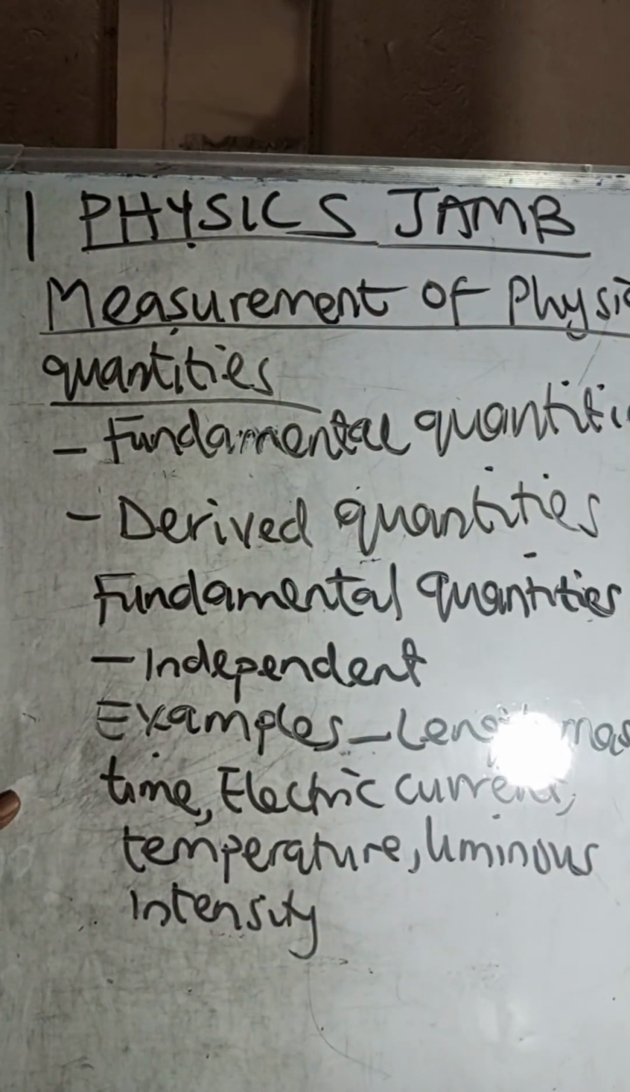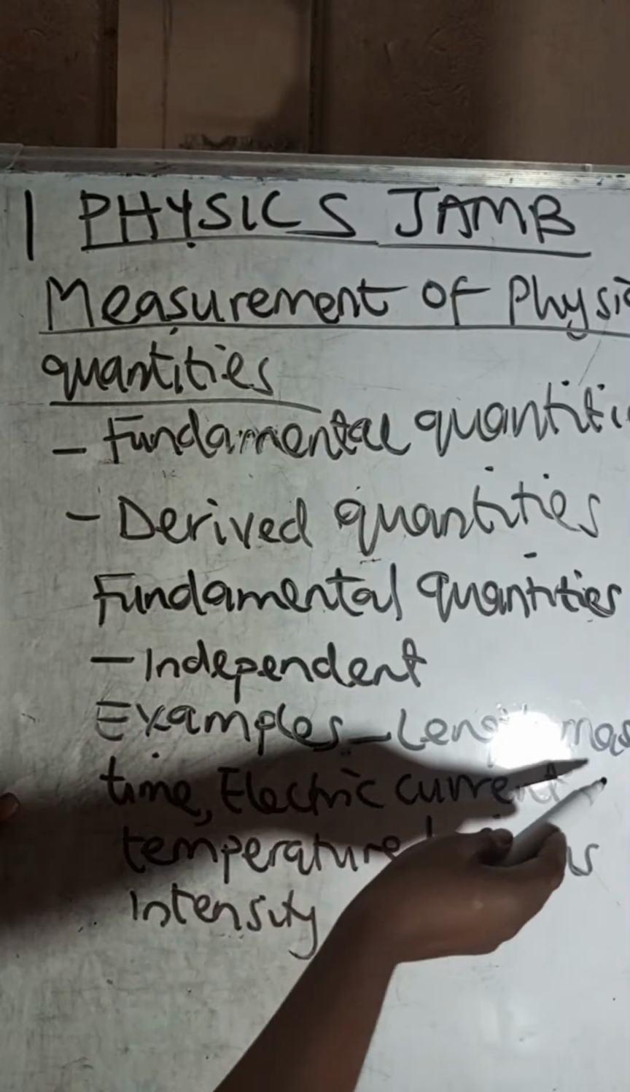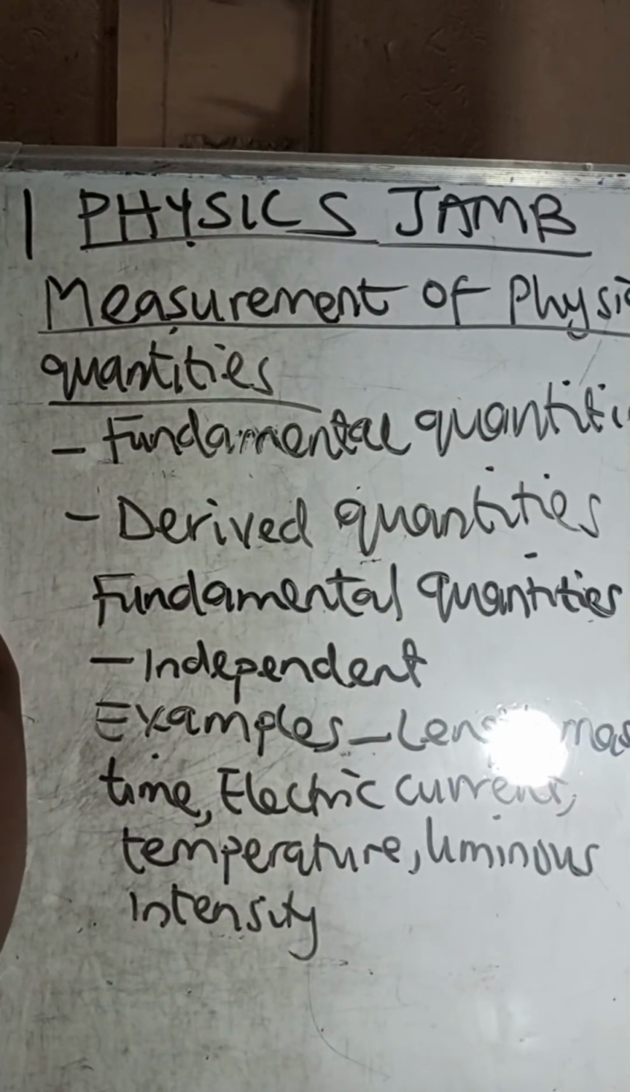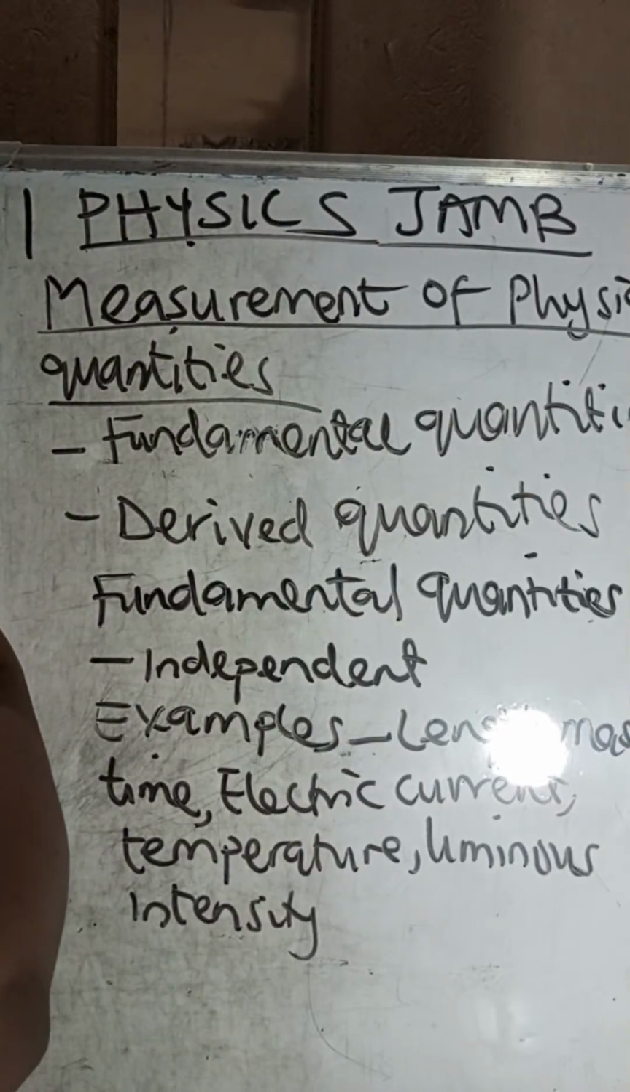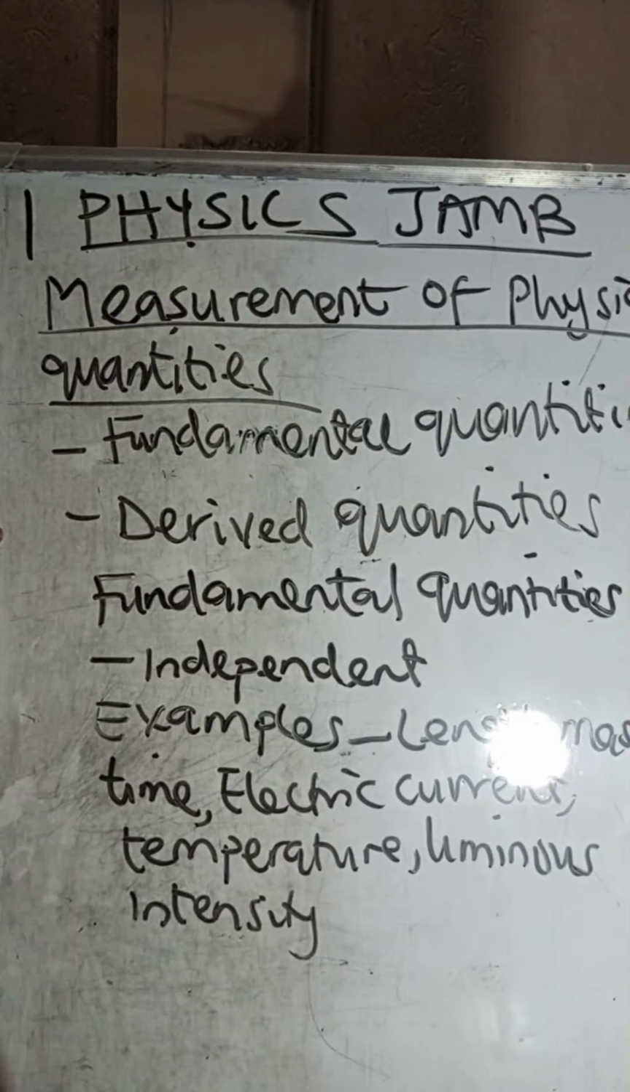Now, we're going to be looking at the units. The unit of length is meters. The unit of mass is kilogram. The unit of time is seconds. The electric current unit is amperes. The temperature unit is Kelvin. And the luminous intensity unit is candela. So let me just state it differently so I can understand.